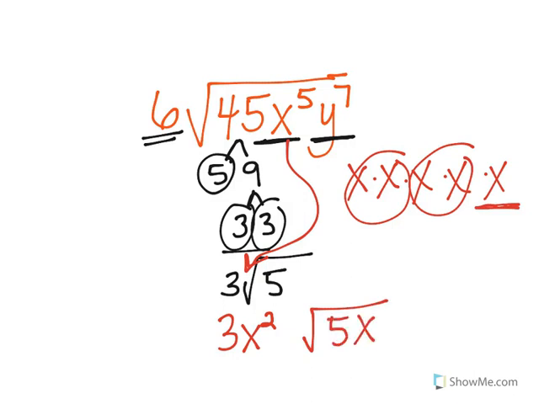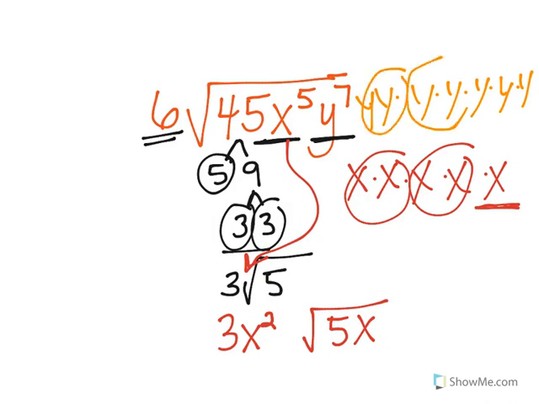So how many pairs is in 7? You'd have 3 pairs. So same thing, y times y times y times y times y times y times y, you have 3 pairs. And then you have the y left over. So we put y to the 3rd power on the outside because we have 3 pairs.